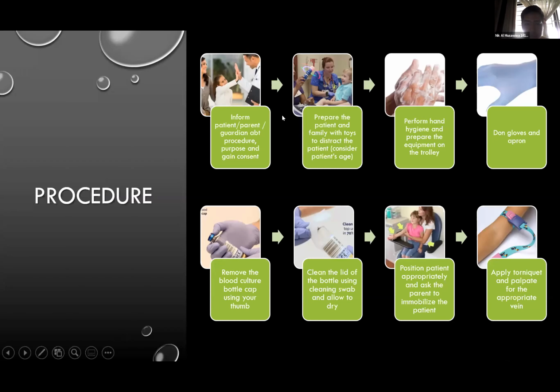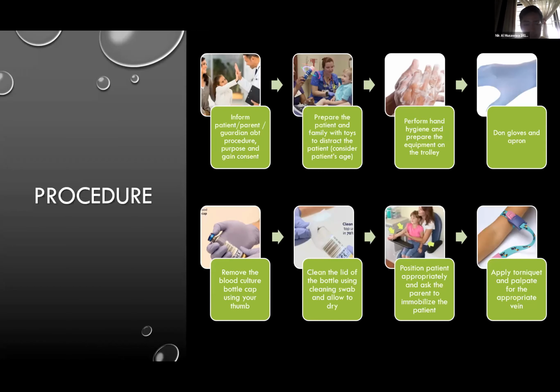So we inform the patient's guardian about the procedure and gain consent, and we prepare some toys if our patient is a small child to distract them during the procedure later. Then as usual, perform hand hygiene and prepare the equipment on the trolley. Don gloves and apron, then remove the blood culture bottle cap using the thumb to maintain aseptic technique. Then clean the lid of the bottle using a cleaning swab and allow to dry.